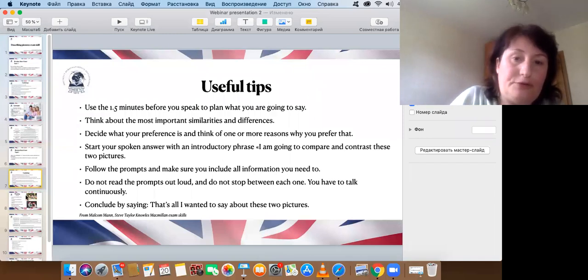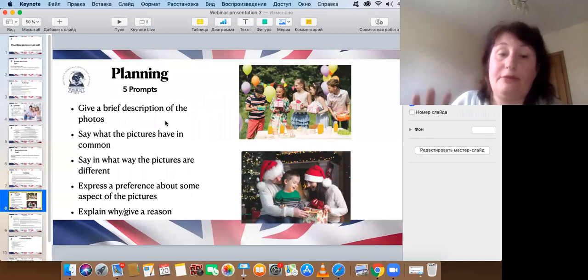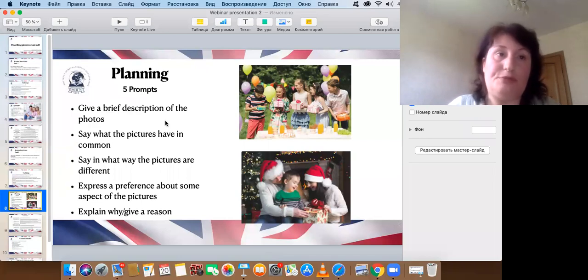Let's go further first of all. Planning. Again, 5 prompts. Give a brief description of the photos. Say what the pictures have in common. Say in what way the pictures are different. Express a preference about some aspect of the pictures and explain why or give a reason. As far as I remember, in the demo version of this Russian national exam, when you give a brief description of the photos, you should mention location and action for every picture. This is very important.